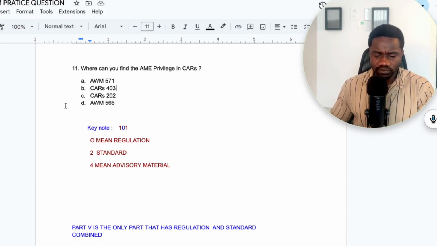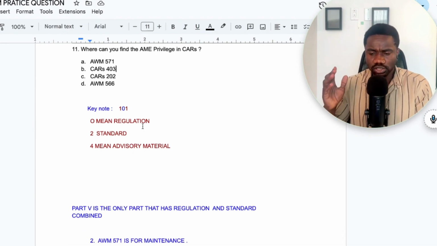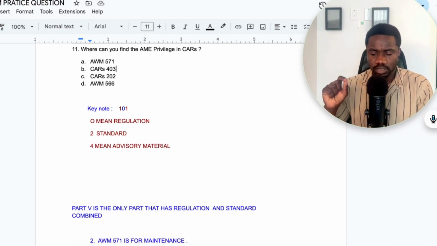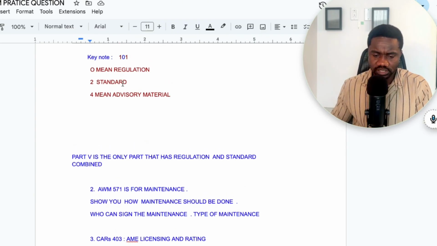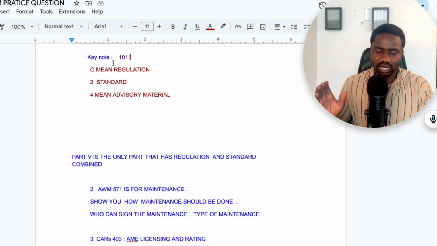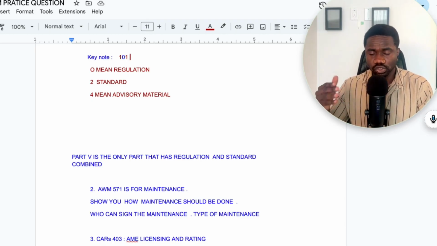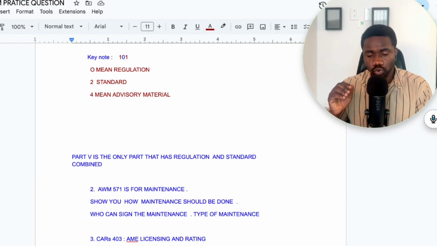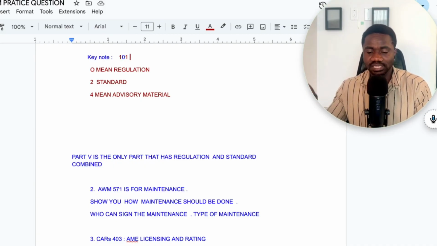Before I tell you the right answer, the first thing I want to teach you is that in CARs, the middle number can come in three ways. It can be 0, 2, or 4. Let's say, for example, we have a CARs that is 101. If the middle number is zero, it's a regulation. A regulation tells you that you must do something, you must follow this. Before you can sign a maintenance release, you must have an AME license.